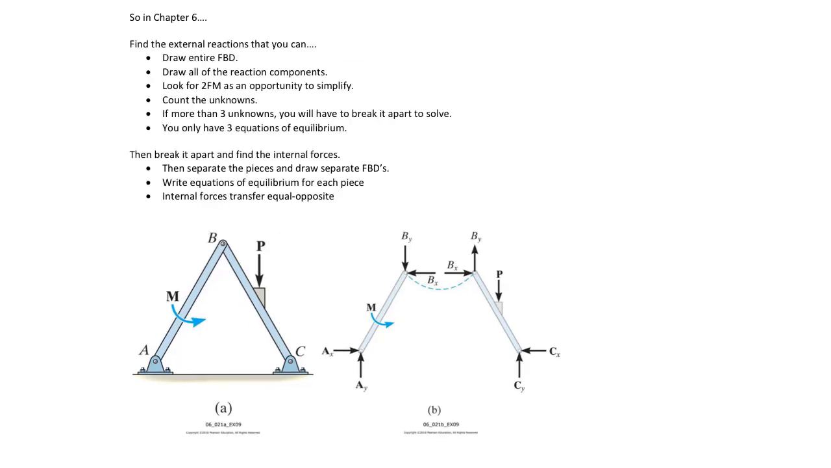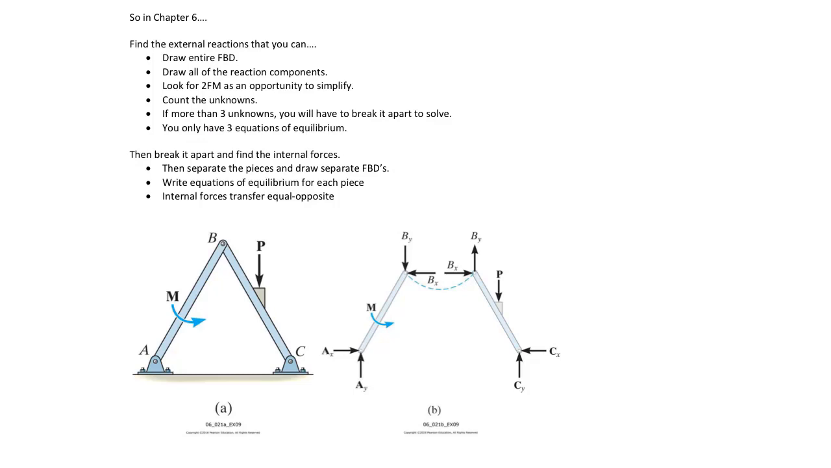All right, so here's our process. In chapter 6, we're going to try to solve for the external reactions that we can. Draw the entire free body diagram of the whole thing, look for all the reaction components, and look for two force members as an opportunity to simplify. Count the unknowns, and if there's more than 3 unknowns, that's an indication that you'll have to break it apart to solve, because we only have 3 equations of equilibrium.